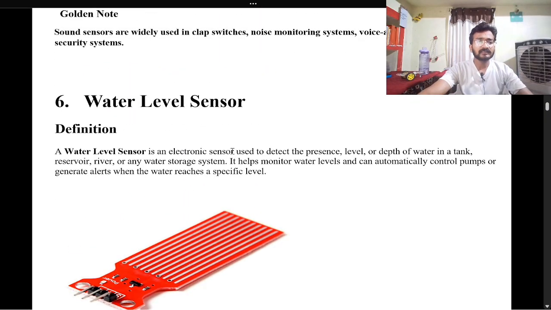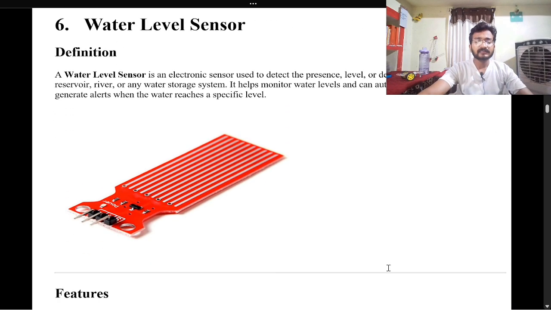So these are the 6 sensors which I discussed in this video. In the next coming videos, I will include some more sensors in this series.